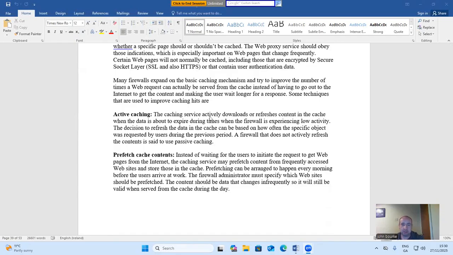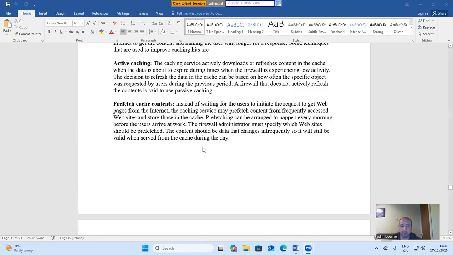The caching service actively downloads or refreshes content in the cache when the data is about to expire, during times when the firewall is experiencing low activity. The decision to refresh the data in the cache can be based on how often the specific object was requested by users during the previous period. A firewall that does not actively refresh the contents is said to use passive scanning.